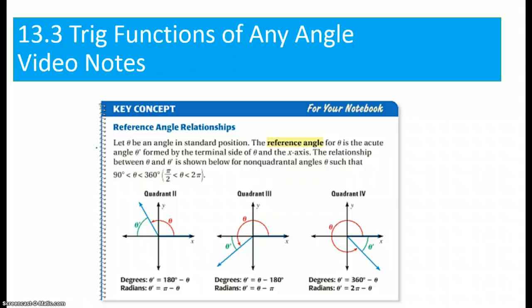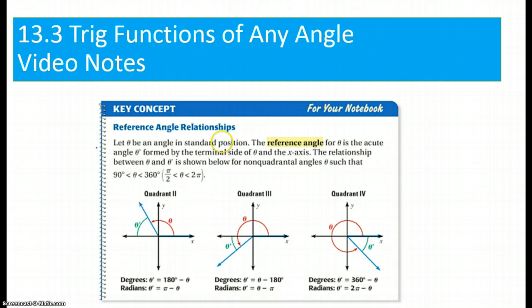All right, the next thing we want to look at here is the idea of the reference angle. Okay, it says let theta be an angle in standard position. The reference angle is the acute angle, they're defining as theta prime, formed by the terminal side and the x-axis. The relationship between theta and theta prime is shown for non-quadrantal angles theta such that theta is between 90 and 360 degrees. What does that mean? Okay, that just means that you only have reference angles in quadrant 2, 3, and 4.